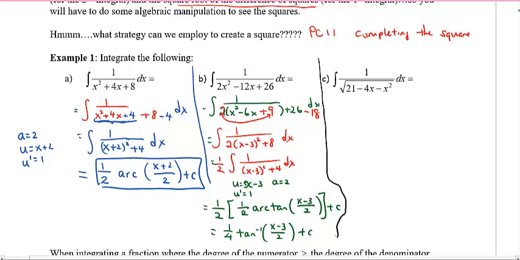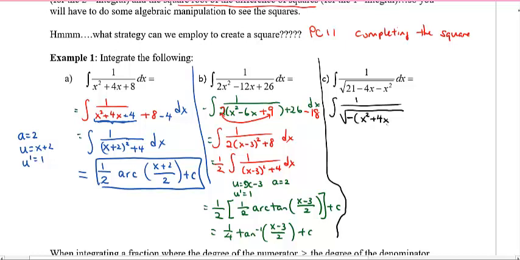Ooh, 1 over a square root, so you know this is going to be arcsine, right? Alright. Now, the tricky part about this one here is I'm going to actually rearrange this first. I don't like having the x squared at the end. I don't like having a negative in front either, so I'm going to actually factor out the negative.